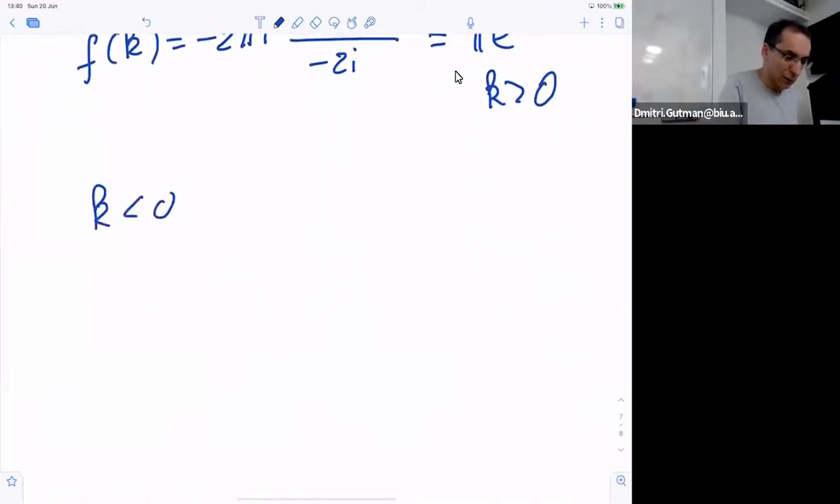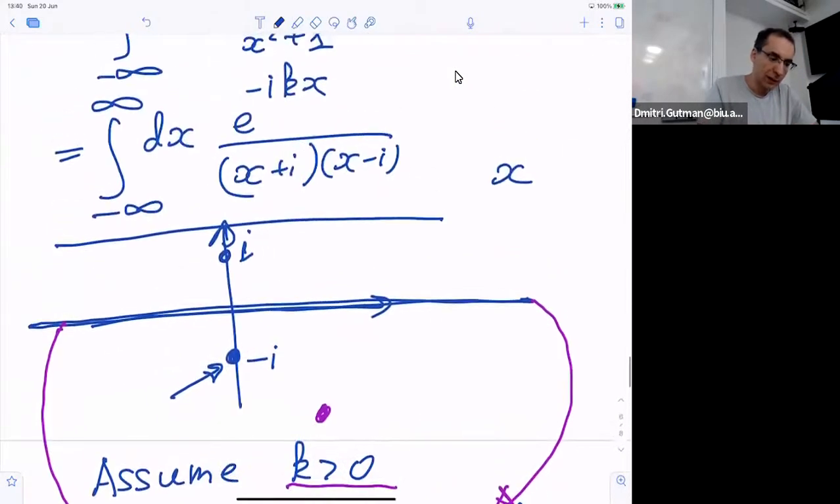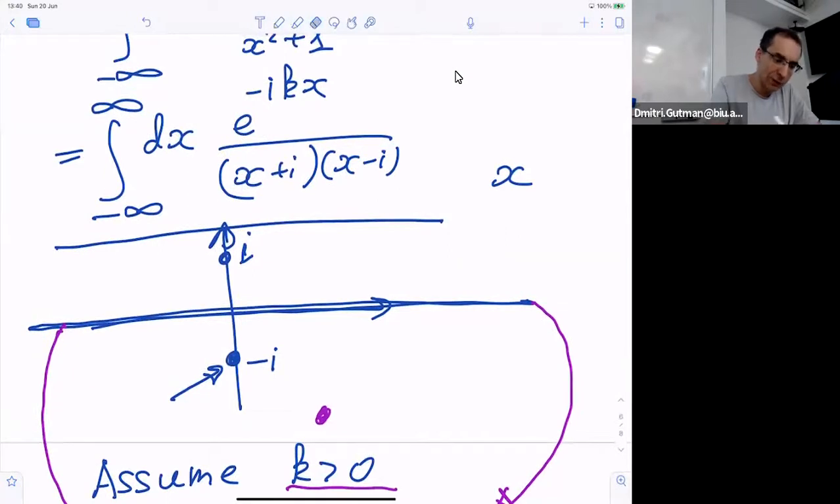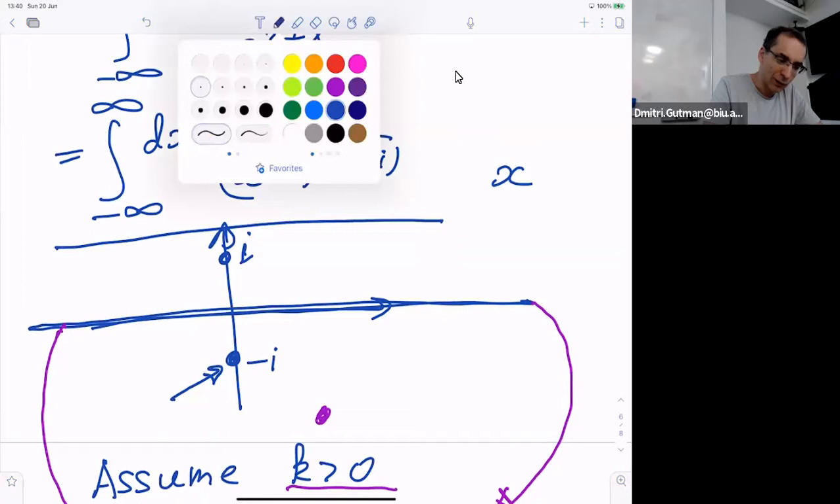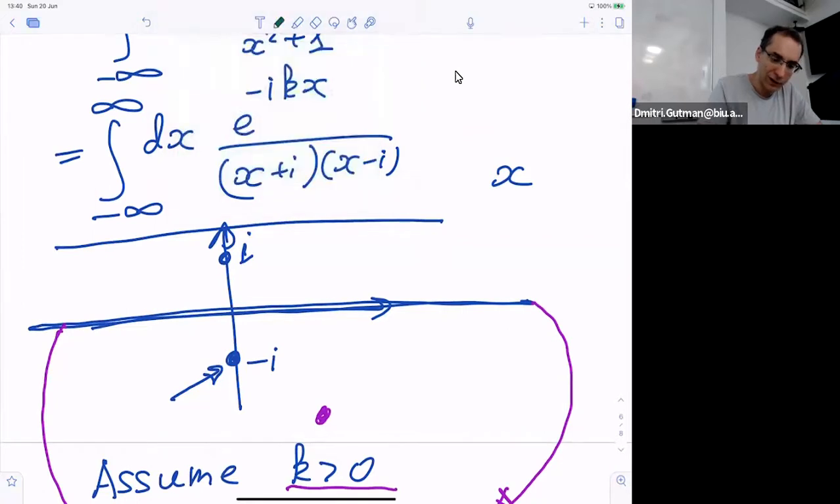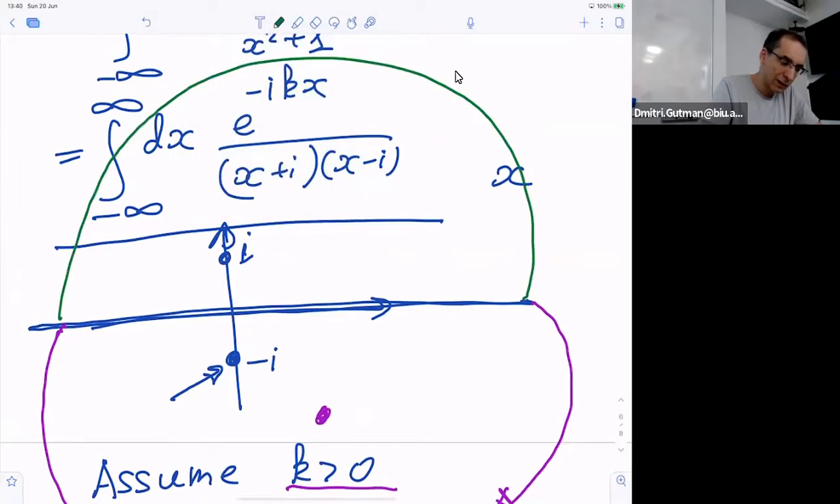So now let's do the same when k is negative. So what would we do? Exactly, I'm doing the same, but now let me use a different color. I'm closing this integral in there. So this will be the closure for negative k. Now the direction has changed and I'm picking a different pole. Now I'm picking a pole at i, and the direction is now counterclockwise.